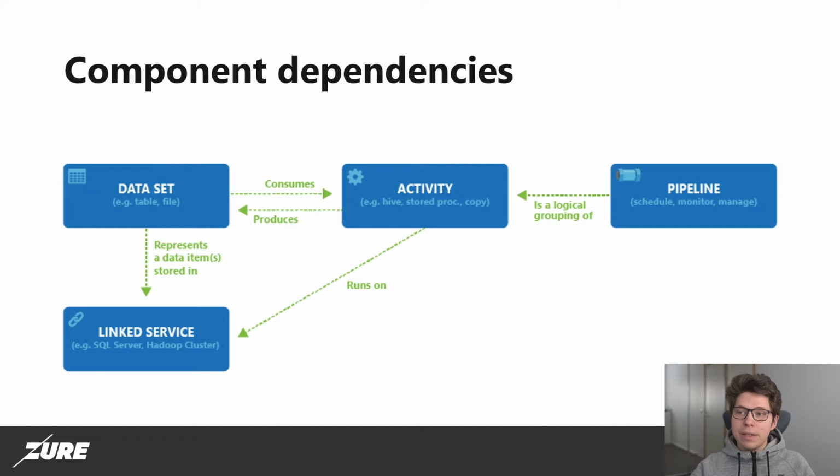And here's a bit of a dependency graph on all of these parts. First of all, it's maybe easiest to look at from the right first. A pipeline, you can schedule them, and it is a logical grouping of activities. And activities run on linked services, so Hadoop clusters, Databricks, SQL servers, and so on. And the activities can consume a dataset or produce one. And a dataset is basically a representation of data stored in one of these linked services.